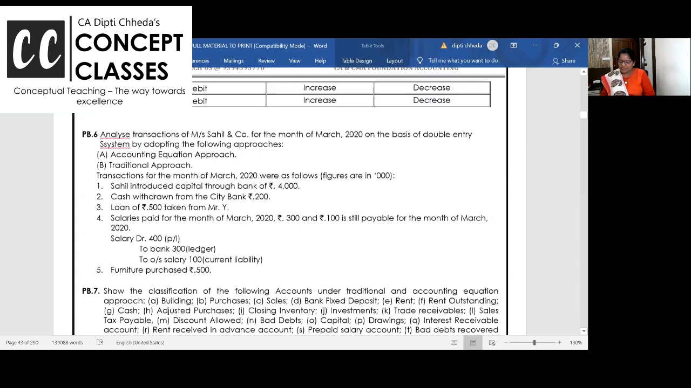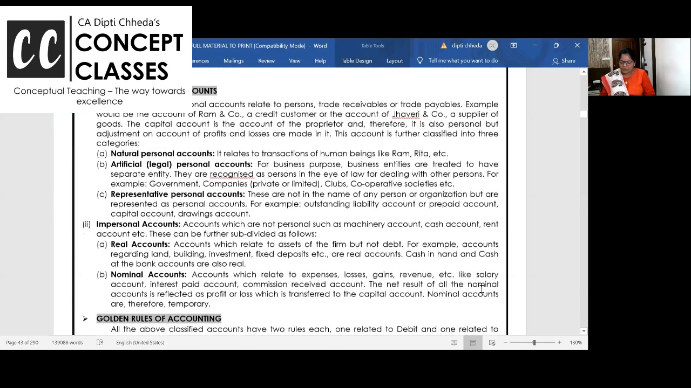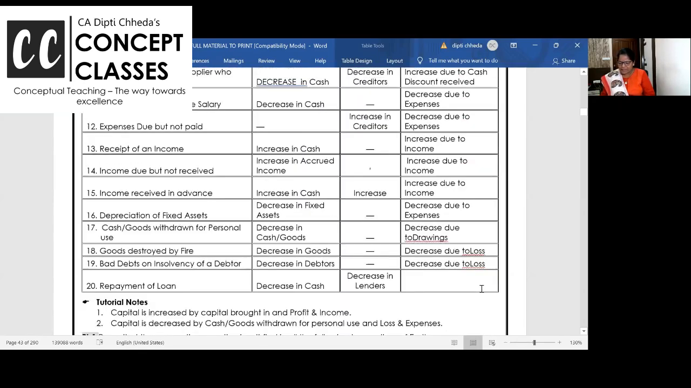Okay. And one problem I gave as homework, illustration number 6. I want to check that. So what I am doing now, I want to share everything from the beginning for this chapter, journal entry, and see whether you are perfect or not in this. If you need any help, tell me.